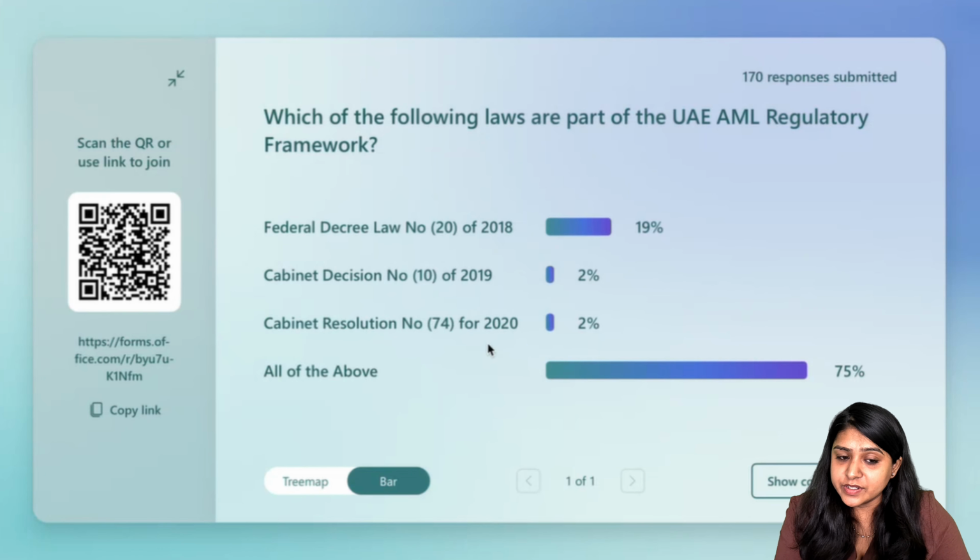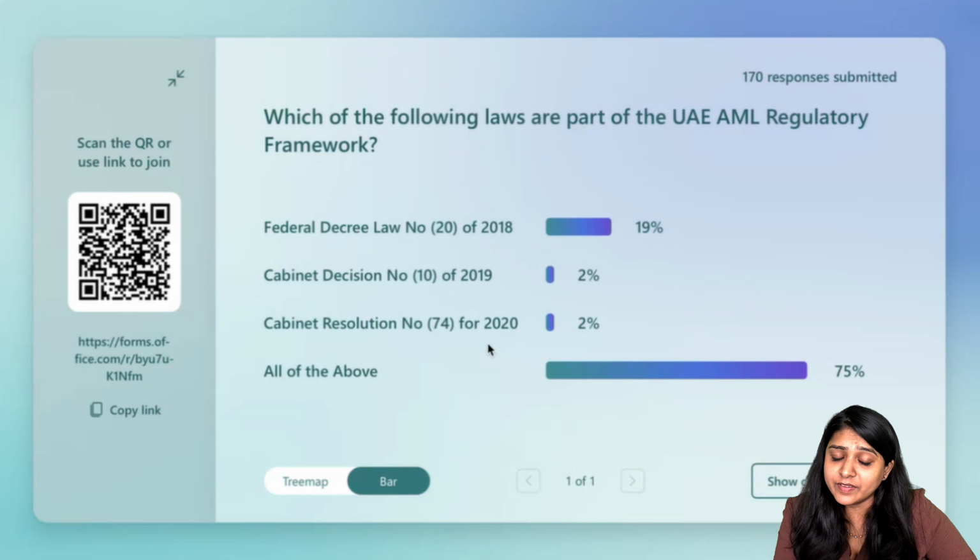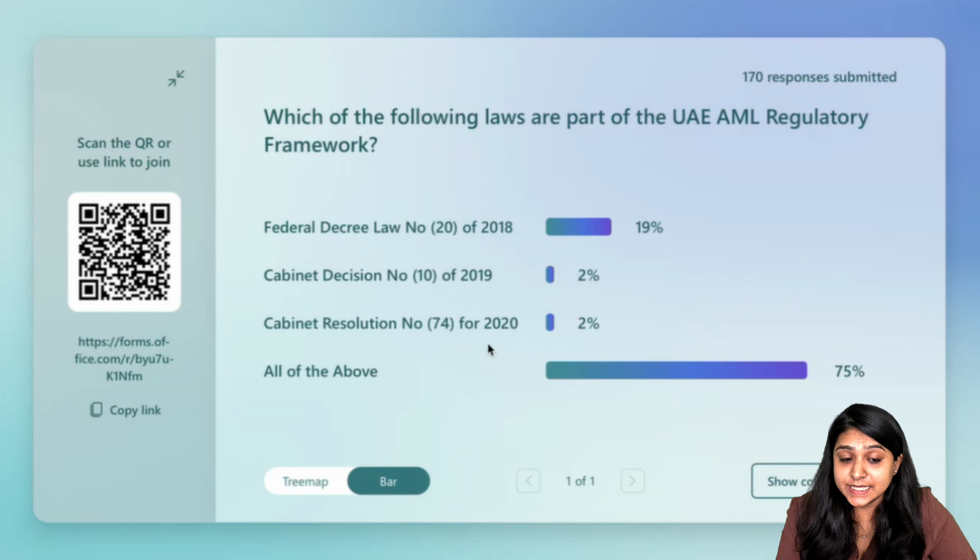Okay. So the question is, which of the following laws are part of the UAE AML Regulatory Framework? 75% of you have answered all of the above, and I go with the majority. So basically all of the above is the correct answer. Federal Decree Law number 20 of 2018, Cabinet Decision number 10 of 2019, and Cabinet Resolution number 74 of 2020. They are associated with the UAE AML Regulatory Framework.